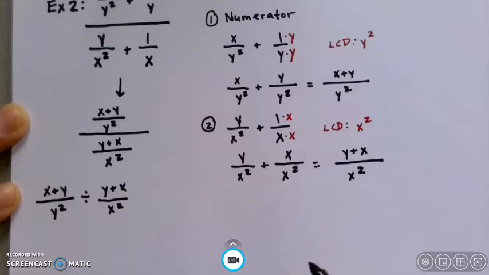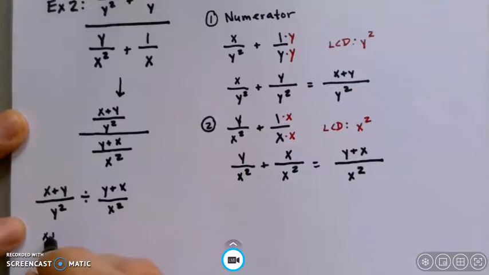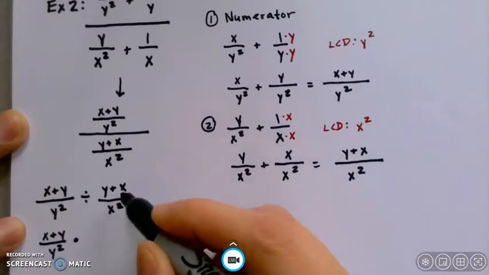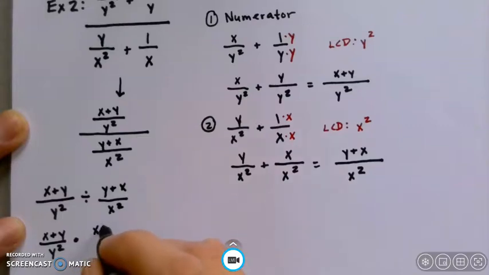Now we know that this can be rewritten as multiplication. So I'm going to keep my first fraction the same, x plus y over y squared. Instead of division, I'm going to make that multiplication. Because of that, I have to reciprocate the second fraction, so that will become x squared over y plus x.